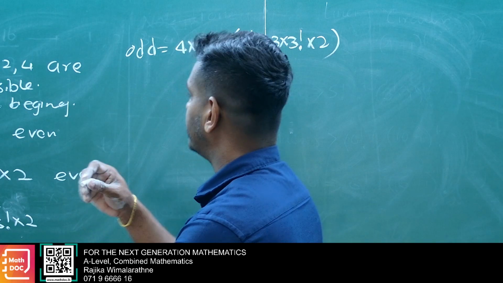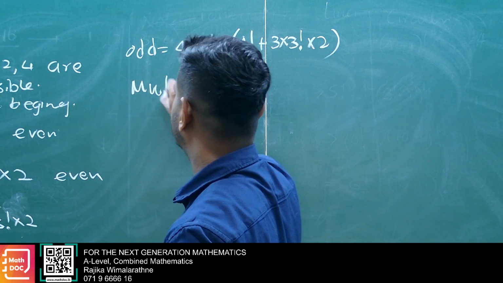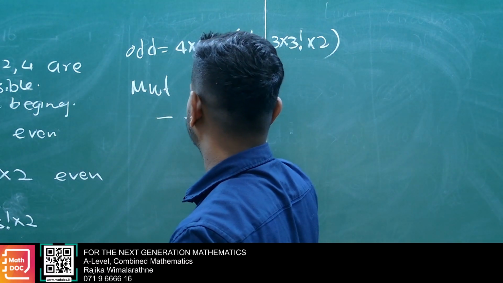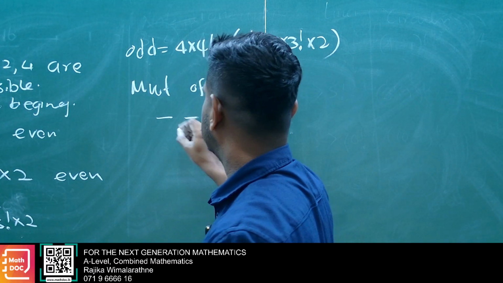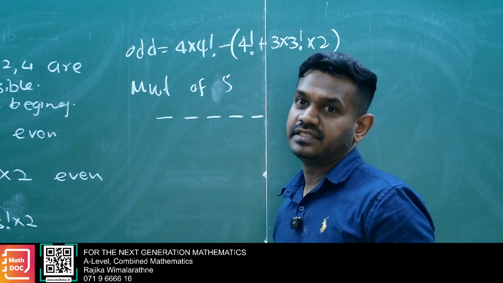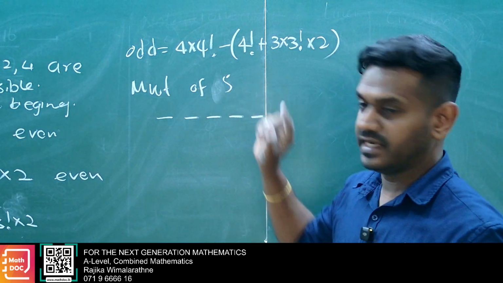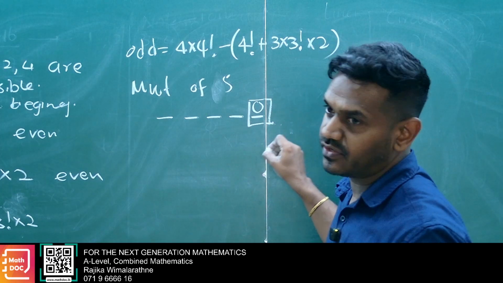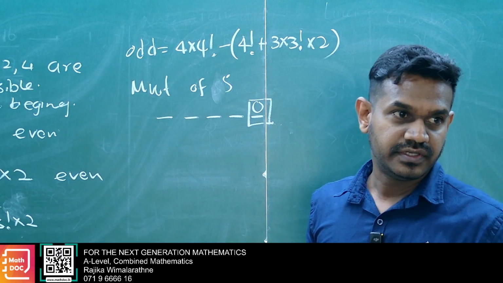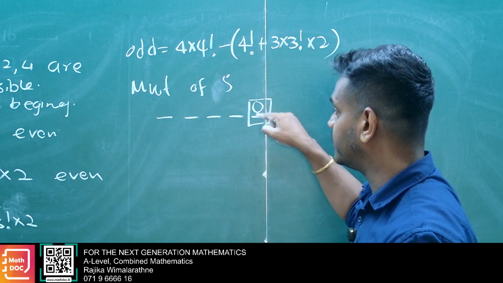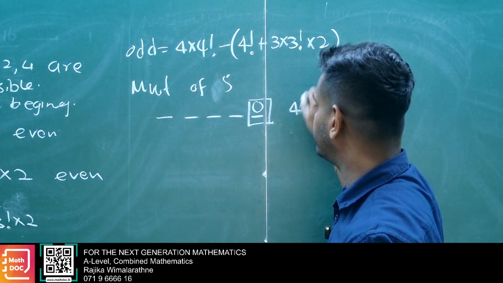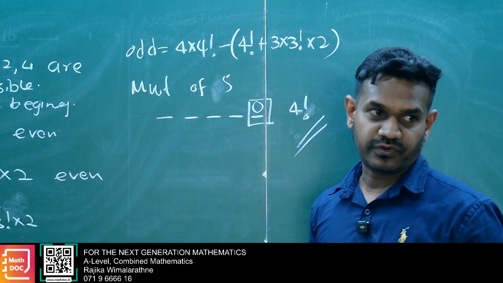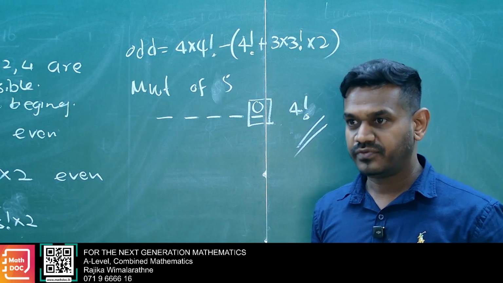Now multiple of 5. Here we have 1, 2, 3, 4, 5 digits. To get a multiple of 5, the last digit must be 0. We don't have 5 there, no? If you fix 0 here, surely that is even and a multiple of 5. Then you fix 0, and the remaining 4 digits arrange in 4 factorial ways. So for a multiple of 5, just only 4 factorial ways.